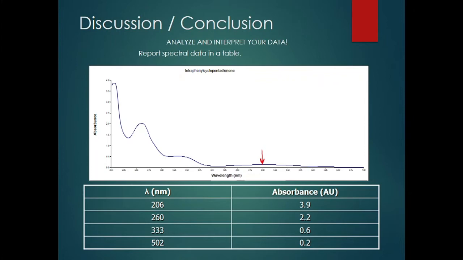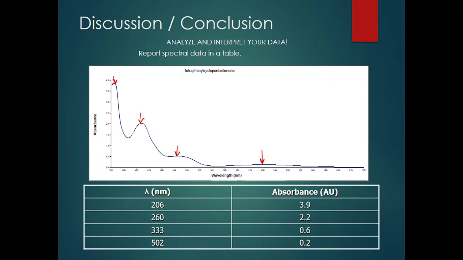When we're looking for relative conjugation, what we look for is the wavelength of the peak at longest wavelength. So we have a peak right around 500. That is the one at highest wavelength. We do have other peaks at 133 and 260, and one more at 206. But for conjugation, what we look at is the one at longest wavelength, and that is the peak at 502.